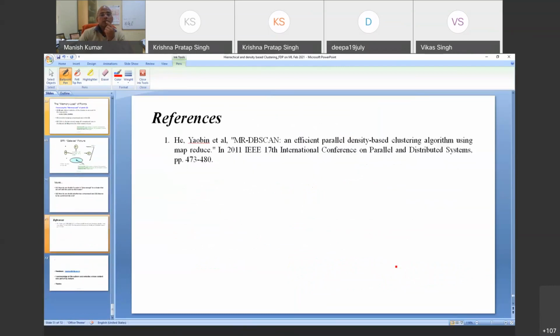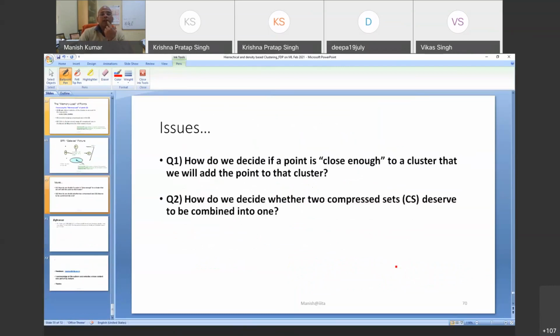There will always be questions about how we decide if a point is close enough to a cluster that we will add the data point to that cluster. And obviously the compression set is related to BFR, so I'm just leaving it.